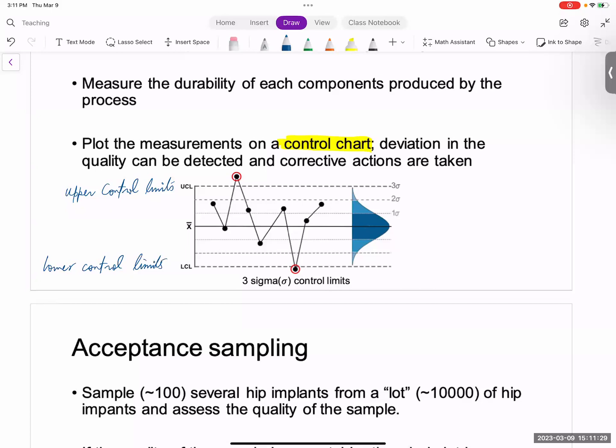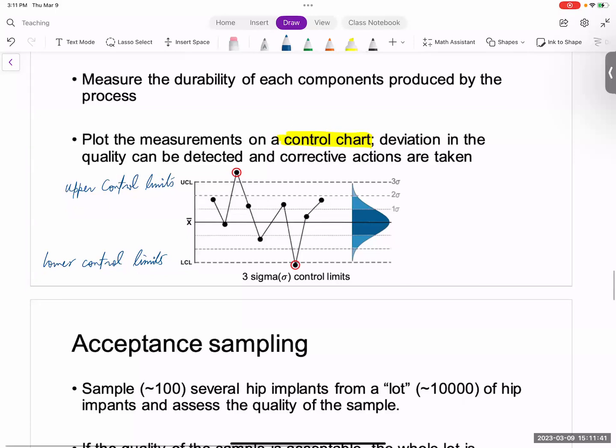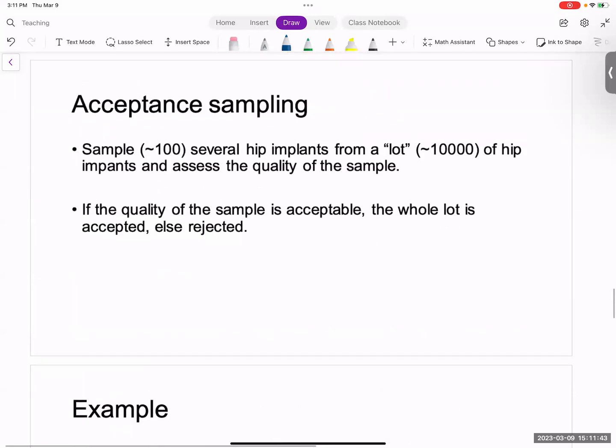And then you'd want to monitor if your process stays within the control limits or not. If it is outside the control limits, you can say that a specific measurement is outside the control limits. And then the last method is acceptance sampling.